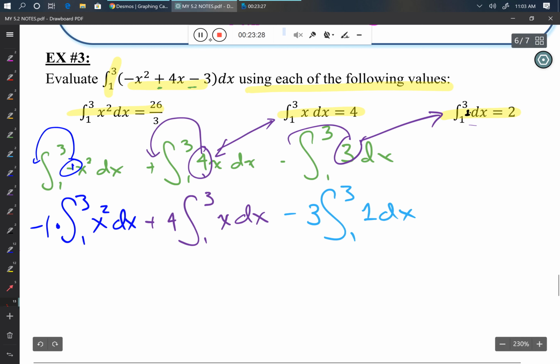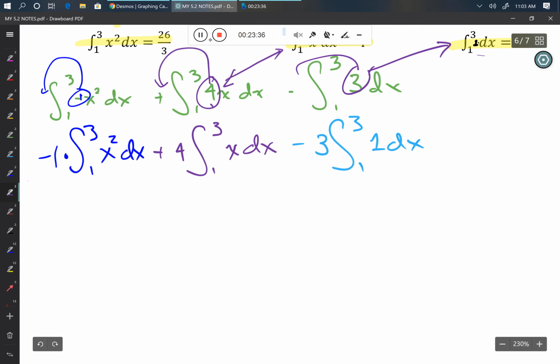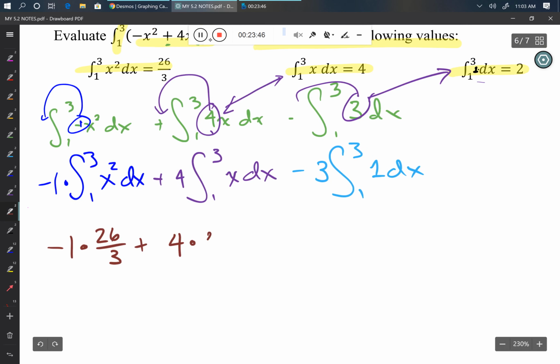And now that I've done what I needed to do to make this one match this one, and this one match this one, and this one match this one, I'm going to replace each of those with their given values. That is, the first expression will become -1 times 26/3 plus the second expression 4 times 4 plus the third one, actually minus the third one, minus 3 times 2.